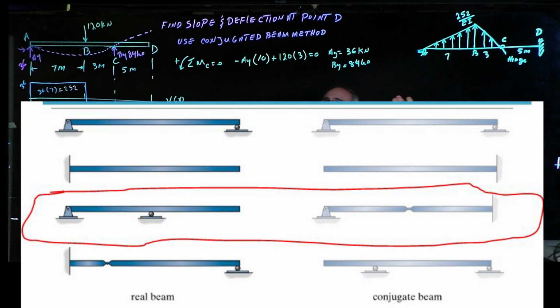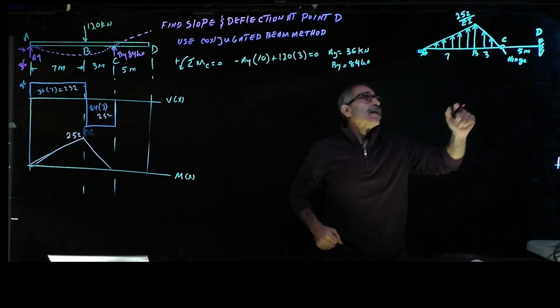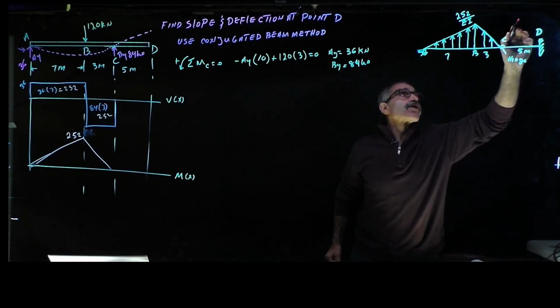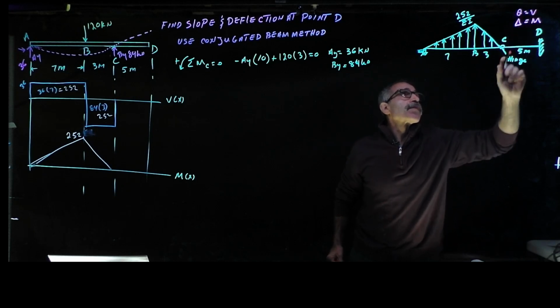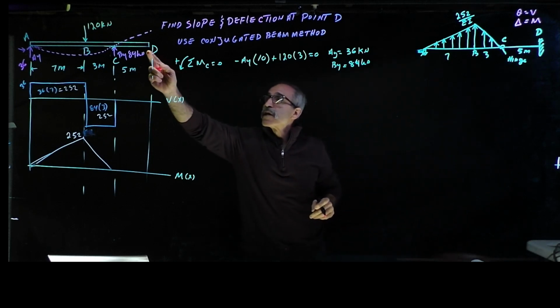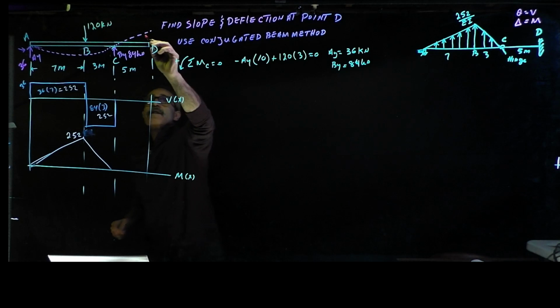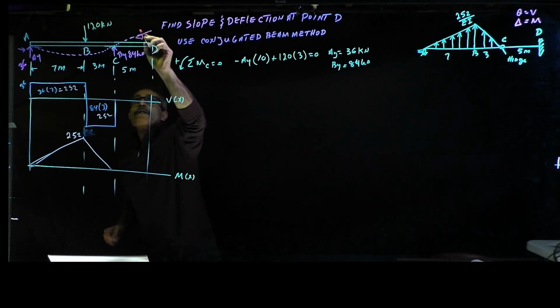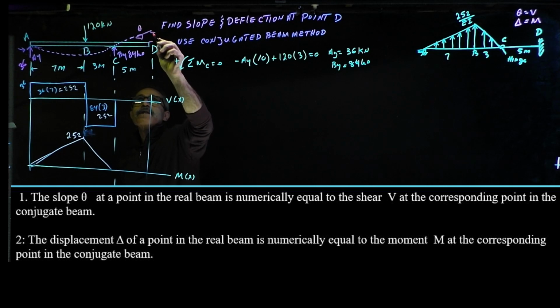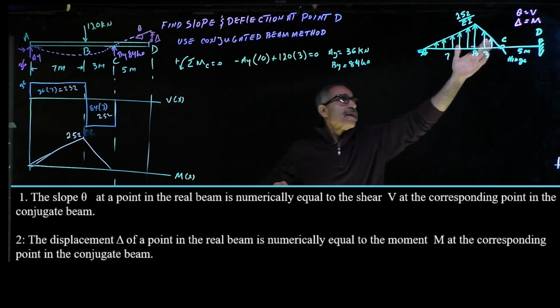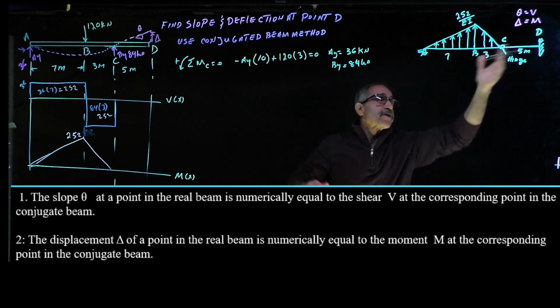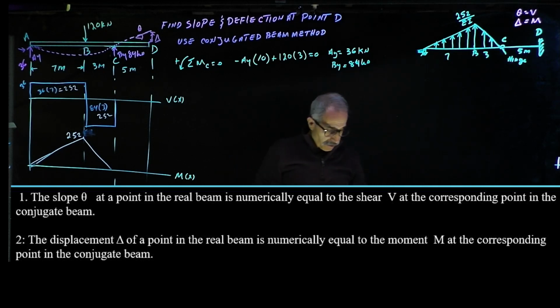Now we have this. This is easy because now all I've got to do is find the moment here. The moment right here is the deflection for me, and theta is equal to the shear. So theta over here, and this is going to be basically my deflection delta or small v. So this becomes the moment, and theta is the shear. All we have to do is calculate shear and moment. Piece of cake. And you thought it was going to be hard.